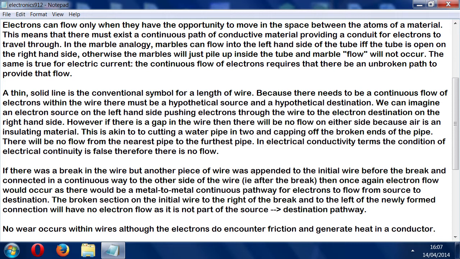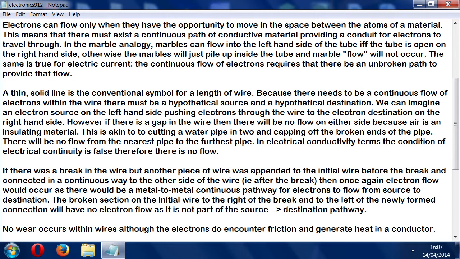So yeah, how did I put it? Another piece of wire was appended to the initial wire before the break and connects in a continuous way to the other side of the wire, i.e. after the break. And once again, electron flow would occur. There would be a metal-to-metal continuous pathway for electrons to flow from source to destination. So the electrons are flowing all the way from source to destination. It's going from one all the way across.